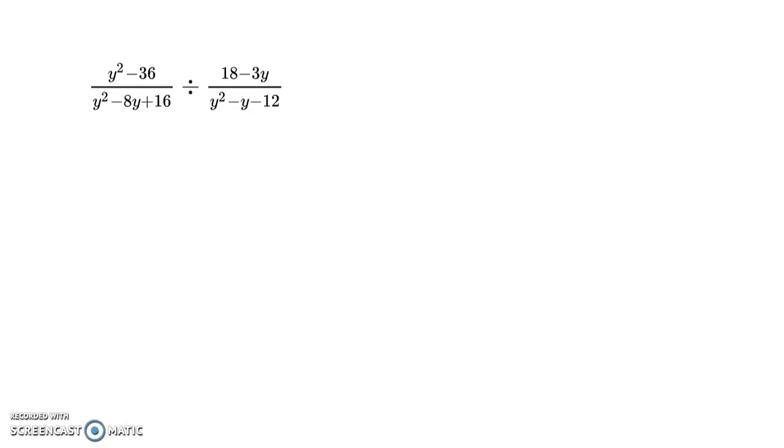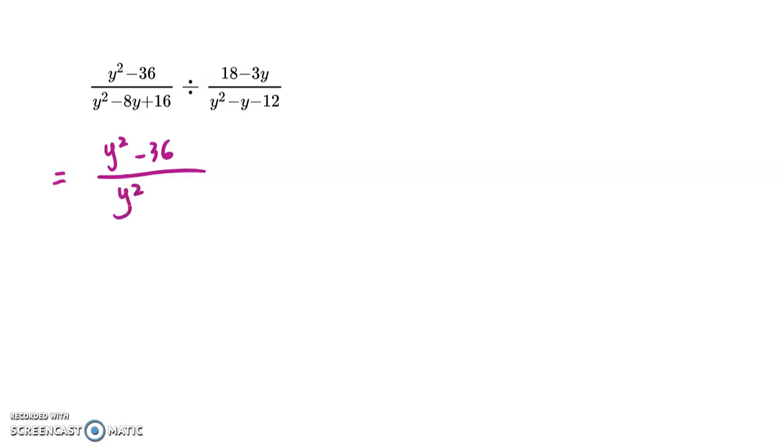Okay, in this video, we'll do the division and simplify the result to a rational expression. So first of all, let's turn the division into multiplication. Dividing by a number means multiplying by its reciprocal, right? So the first rational expression stays the same.